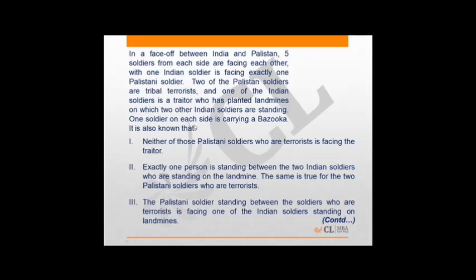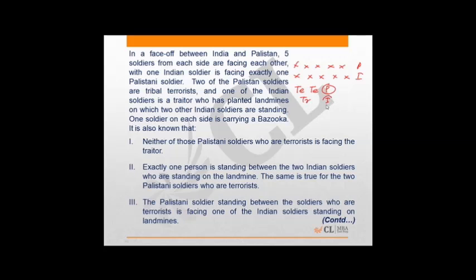This question says, in a face-off between India and Pakistan, 5 soldiers from each side are facing each other. So that means we have 5 soldiers facing each other. So we have Pakistan and we have India. 2 of the Palestini soldiers are tribal terrorists. So we have 2 soldiers as terrorists from Palestine. And one of the Indian soldiers is a traitor.